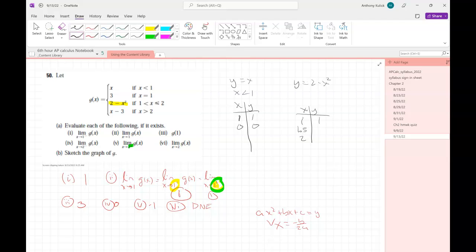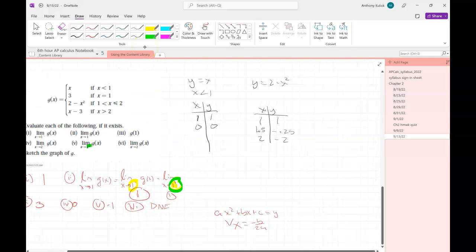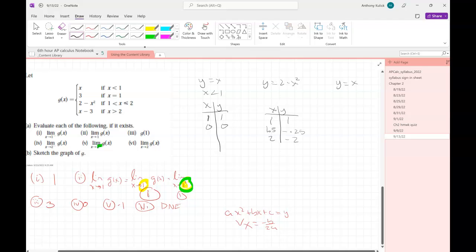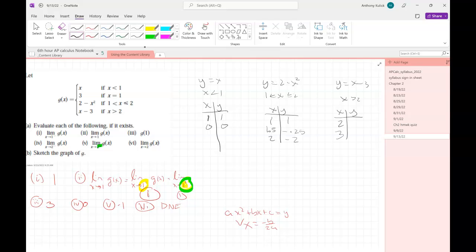So 2 minus 1 squared is 1. 2 minus 1.5 squared is negative 0.25. I think 1.5 squared is 2.25. And then 2 minus 2 squared is negative 2. And then the last piece is also linear. So I should have written that. So I just need 2 points there. One of them should be the endpoint for my domain, and then another one is whatever.